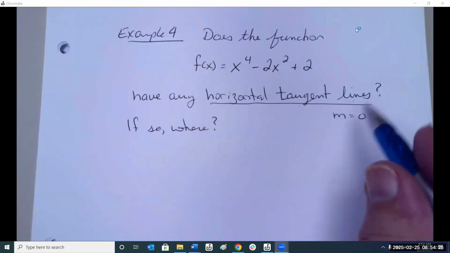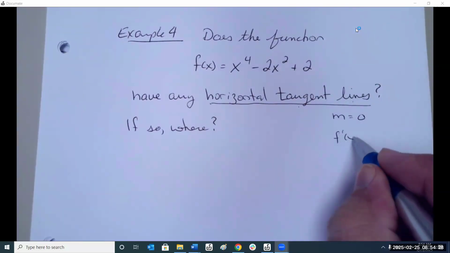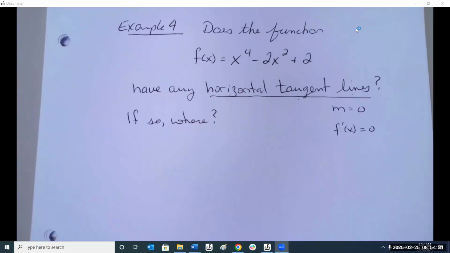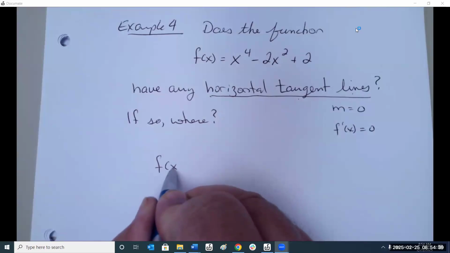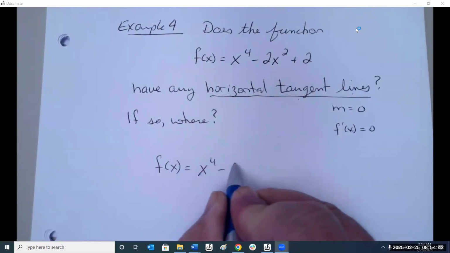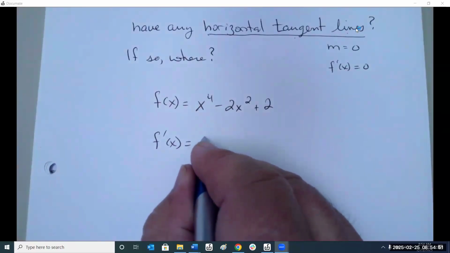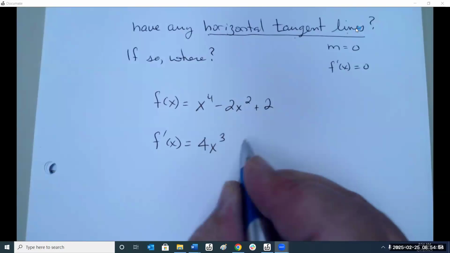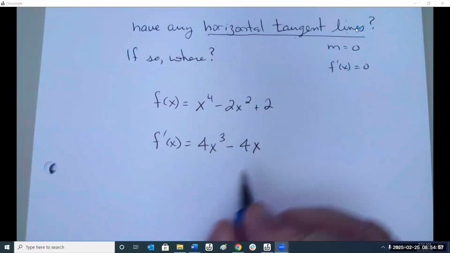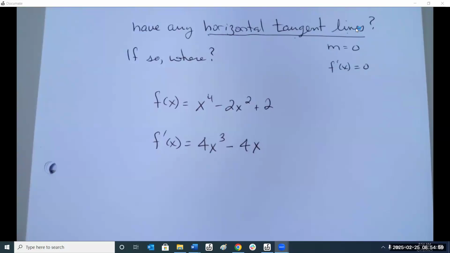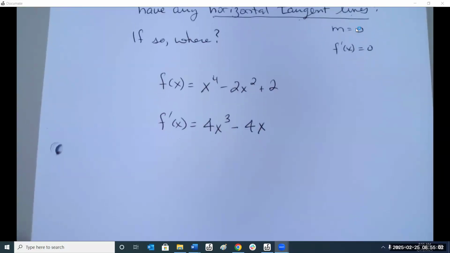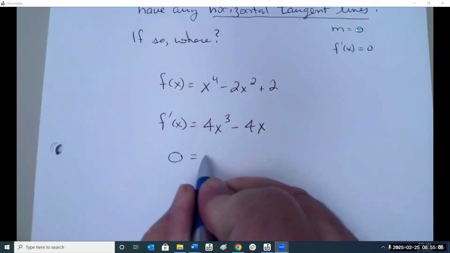So how do we figure this out? Remember, the slope is your first derivative. We have to find the first derivative and set it equal to 0. Again, put everything together. Our function is x to the fourth minus 2x squared plus 2. So the derivative is what? Four x cubed minus 4x. Set that equal to 0.